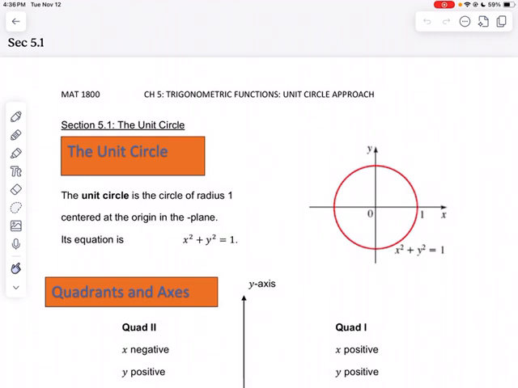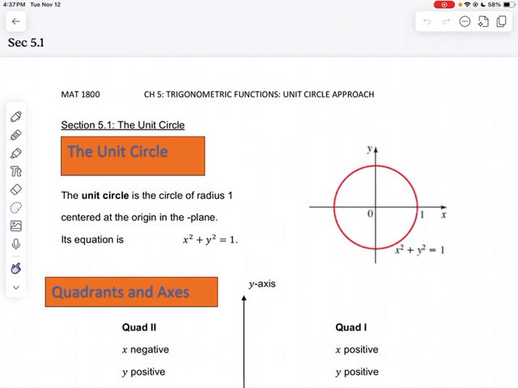So first, what is the unit circle? Well, I hope everyone knows what a circle is. A unit circle is a circle which has unit length, meaning a length of 1. It could be 1 centimeter, 1 inch, 1 meter, it could be any unit of length.